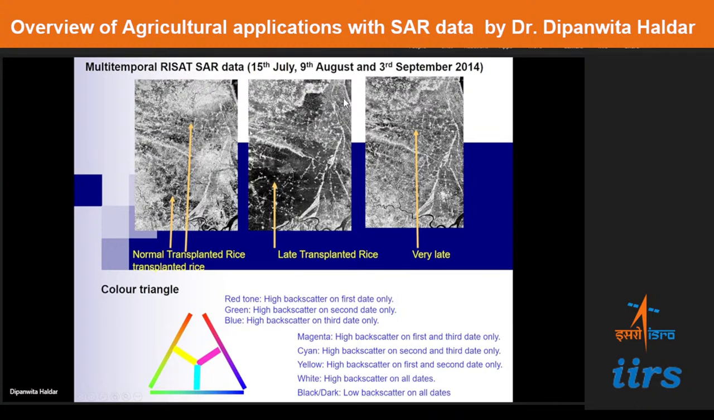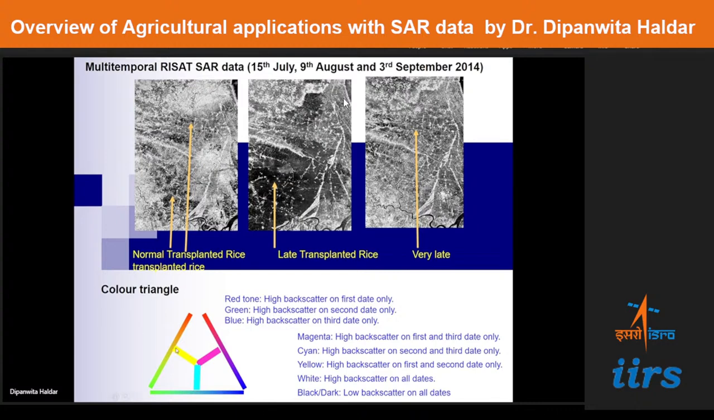Now, because you have these 3 dates separately, in order to infer, we have the 3 color guns, the RGB. In optical data you put different bands, green, red, and NIR. Here we put in RGB the first date, second date, and third date. The first date is July, second date is August, and third date is September. So we load them in R, G, and B. If we have a high backscatter on the first date, it will appear as a red tone. If we have high backscatter on the second date, it will appear as a green tone because it is in the G band. And similarly for blue.